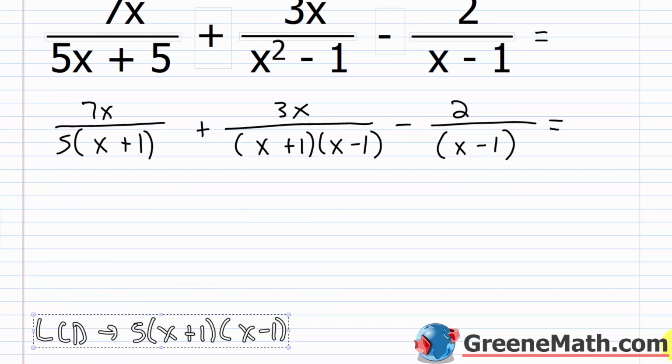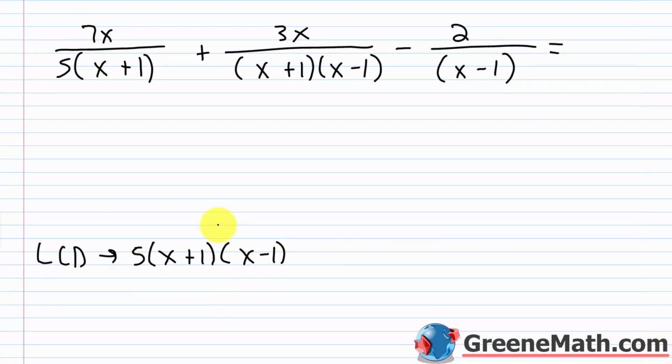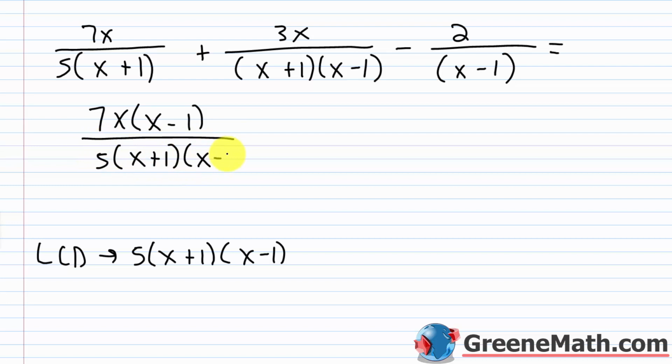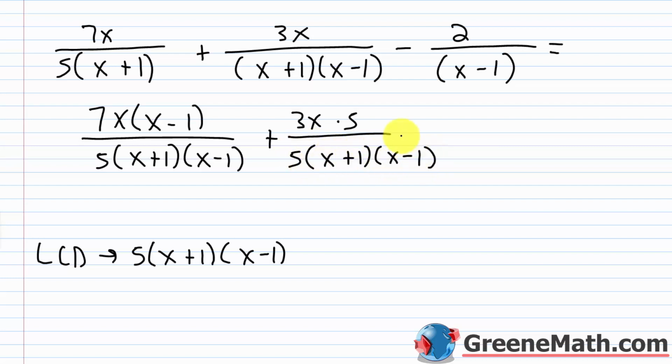And let me get a little room going here. So I'm going to put 7x times, I need to multiply by x minus 1. And this is over 5 times the quantity x plus 1 times the quantity x minus 1. And plus, for this one, I'm missing a 5, right? I have the x plus 1 part, I have the x minus 1 part, I just need the 5. So 3x times 5, this is over 5 times the quantity x plus 1 times the quantity x minus 1.